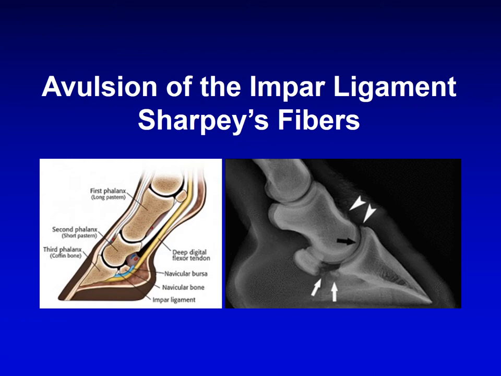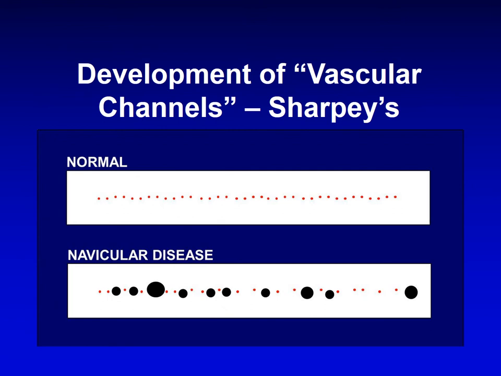Now another thing about the impar ligament, or the Sharpey's fibers that form the impar ligament, is that in normal conditions, you have teeny tiny areas where the impar ligament basically penetrates from the navicular bone to P3. That's how they're attaching the navicular bone to P3. So we can see these little spaces where the Sharpey's fibers penetrate on P3 and the navicular bone, of course.